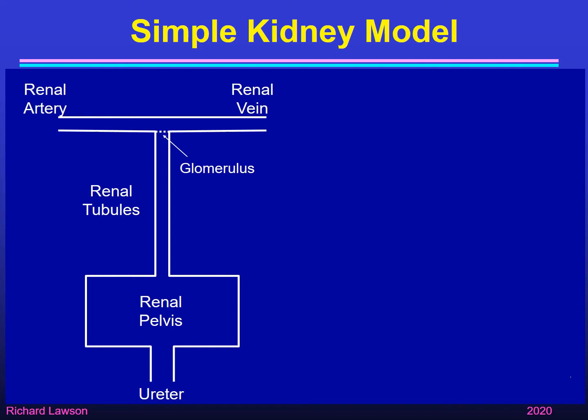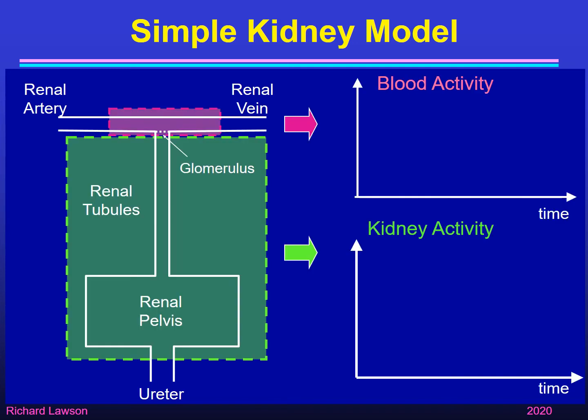So let's consider this simple model of the kidney. I'm going to think of the blood coming in through the renal artery and passing out through the renal vein, and at the glomerulus some pharmaceuticals can be removed from the blood and passed down through the renal tubules and mix in the renal pelvis before coming out down the ureter.